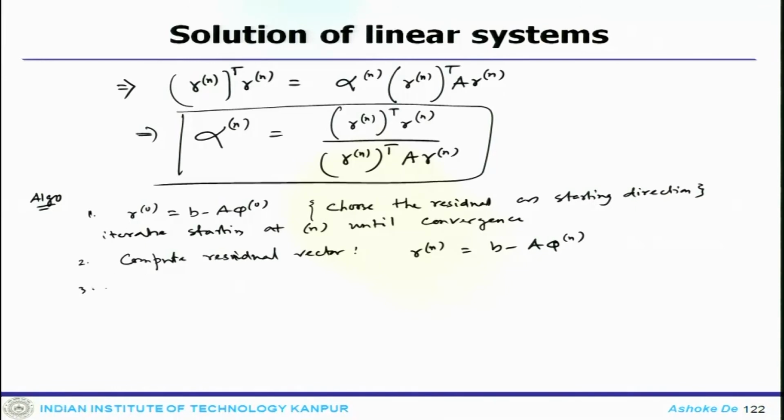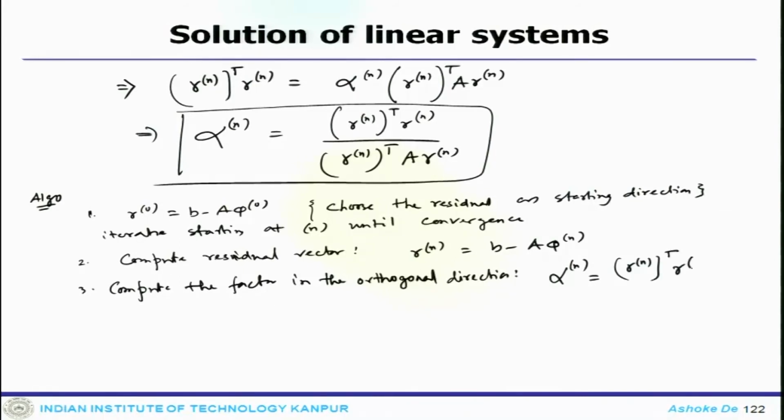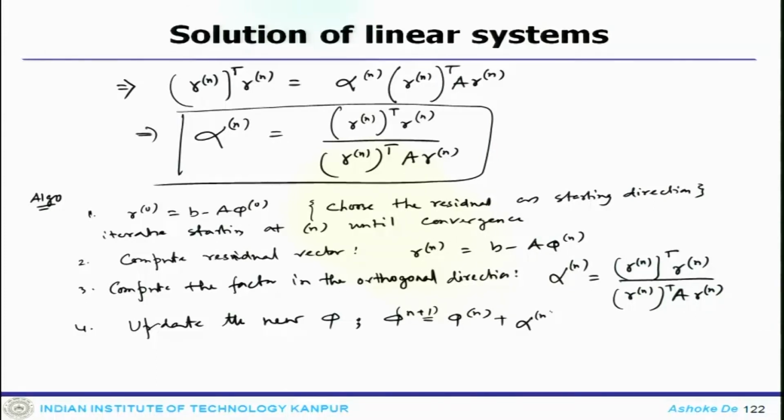Then you compute the factor in the orthogonal direction, alpha n equals R n transpose R n divided by R n transpose A R n, and then update the new phi as phi n plus 1 equals phi n plus alpha n R n. So, this is how the algorithm works.